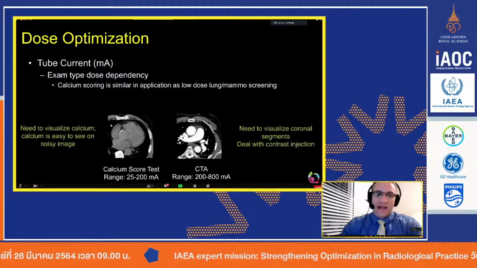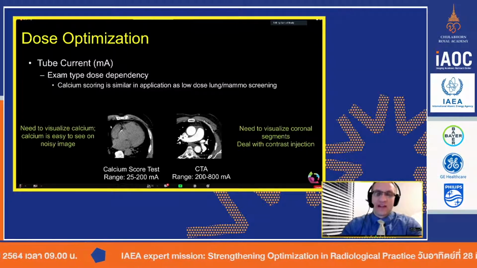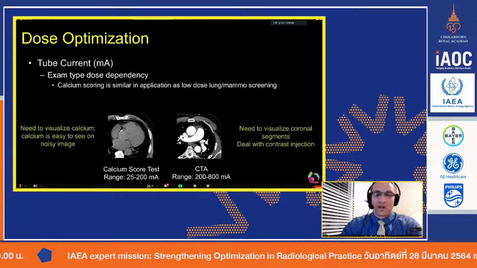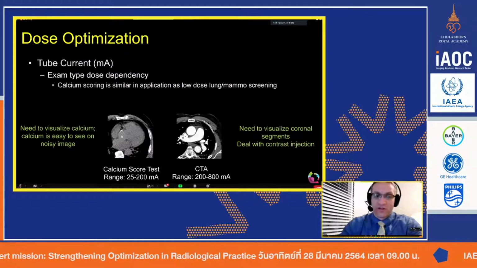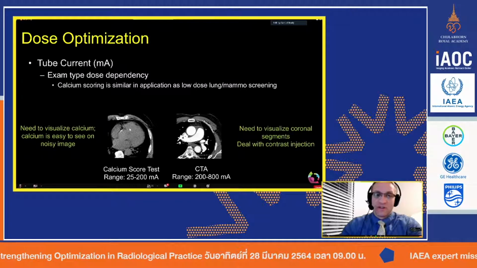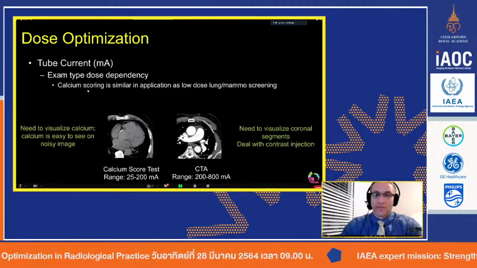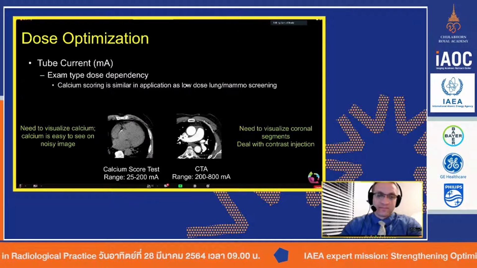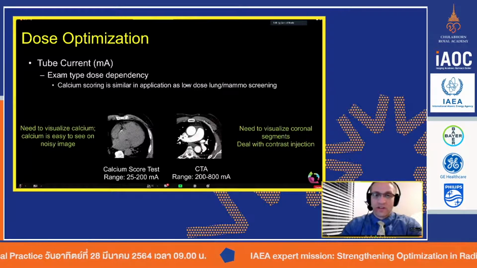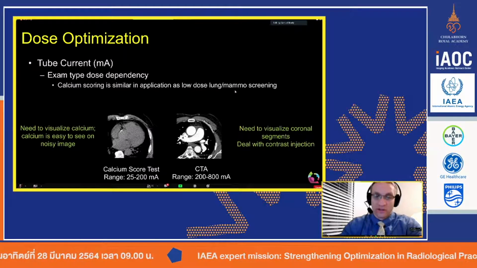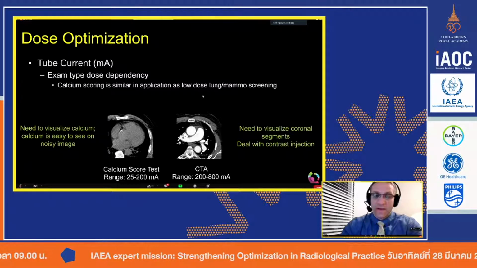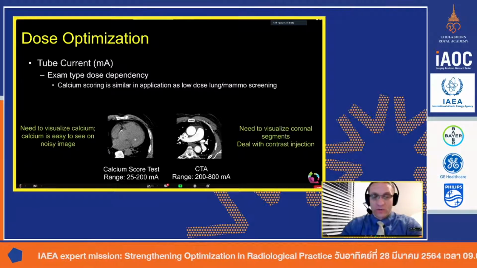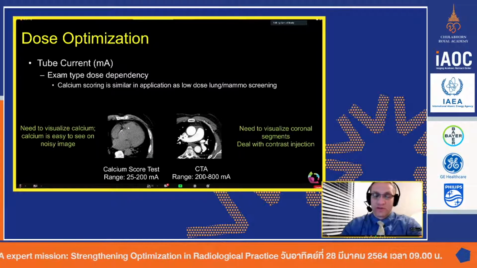So what is the right mA to use? Well, that actually has a lot more to do with what you are trying to image. As we mentioned, if you're doing calcium scoring, these types of images have become the new type of routine clinical image, much like lung imaging and mammo screening. More and more centers, more and more hospitals are doing routine calcium scoring tests.